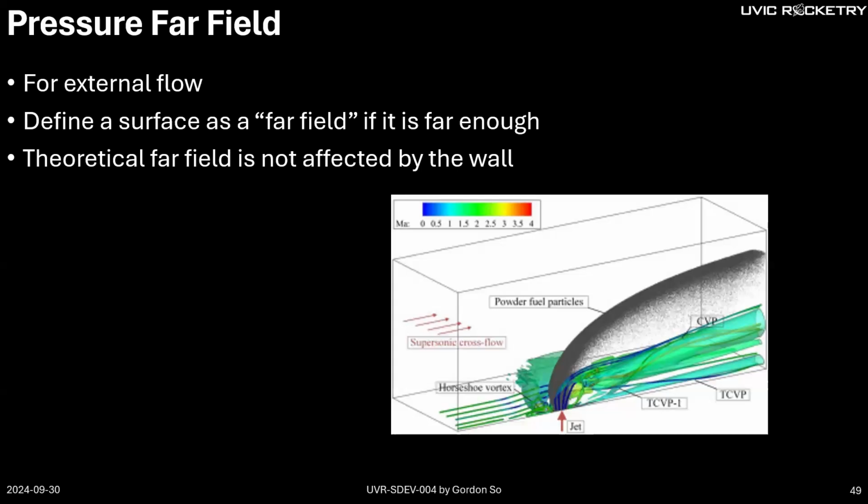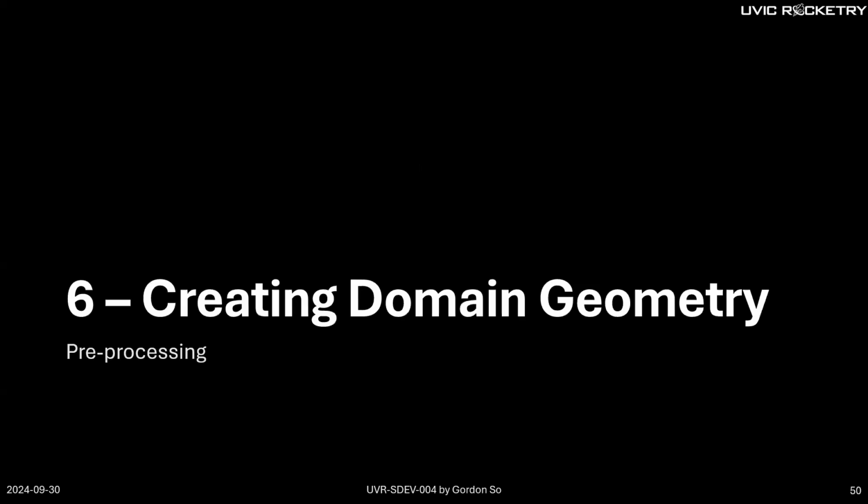So now we've covered all the boundary conditions. Now we create the domain geometry. This is also called pre-processing for CAD software. You do some modification on your actual geometry to make it easier. So what is pre-processing? You set up your control volume.